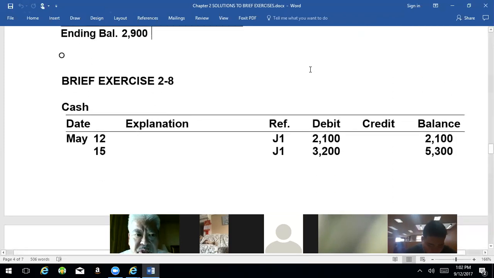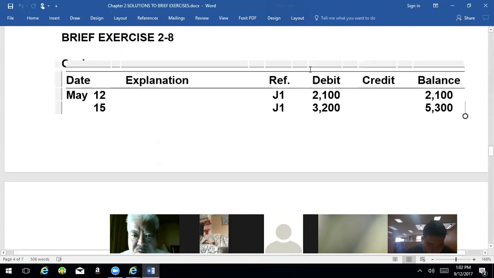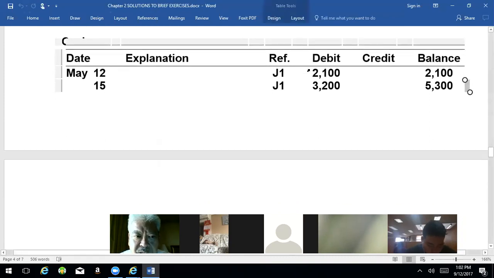You can go through the rest of these. There are only three more. I'll just roll through what they look like.